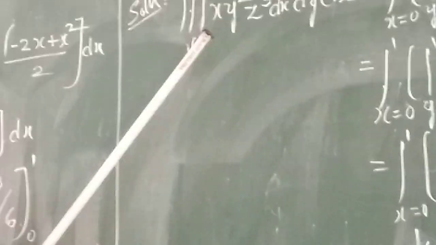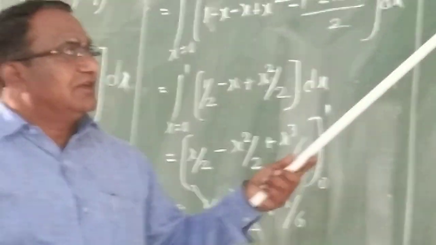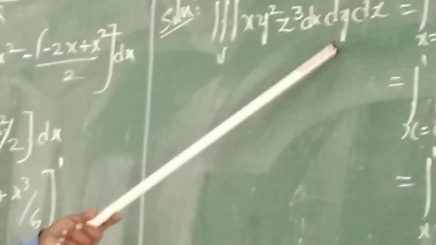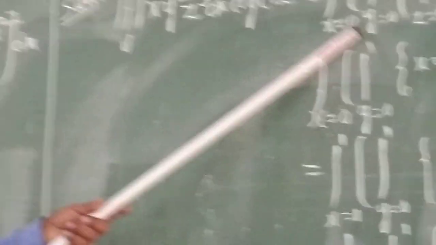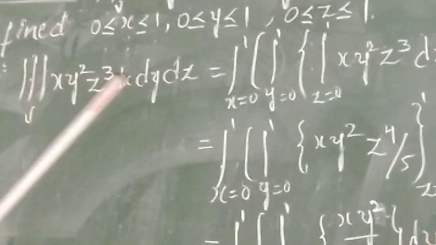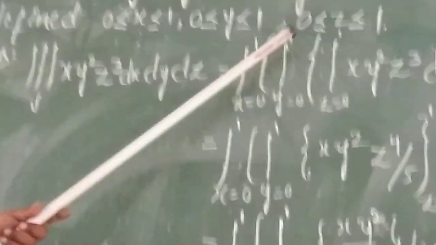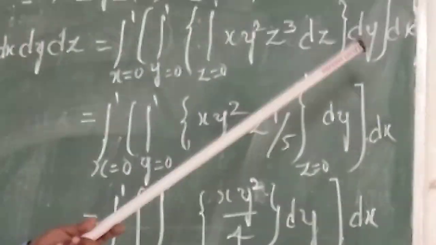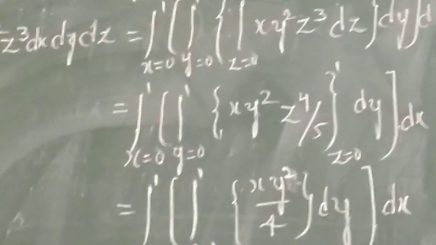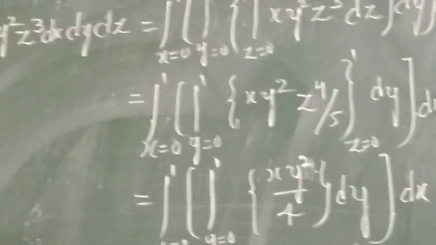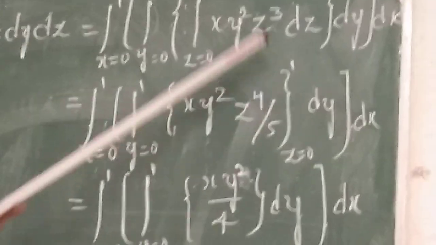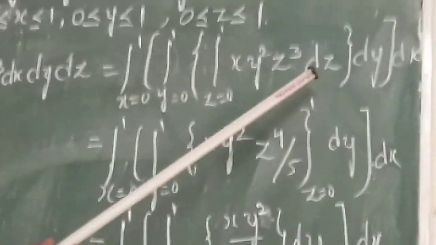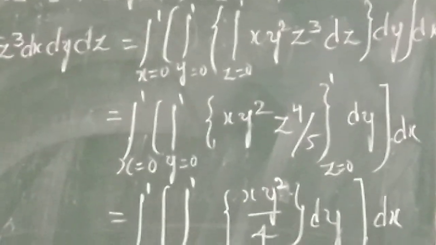So, the given integral, triple integral over v of x, y squared, z cube into dx into dy into dz, may be written as integral from x is equal to 0 to 1, integral from y is equal to 0 to 1, integral from z is equal to 0 to 1 of x y squared z cube into dz into dy into dx. Of course, we can integrate with respect to anything here, but let us integrate with respect to z first, then with respect to y, then with respect to x.